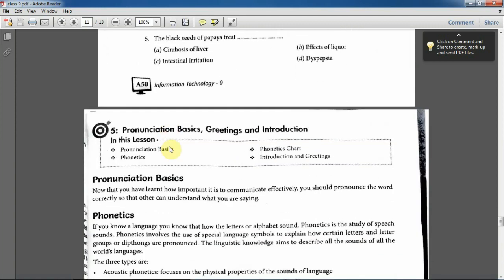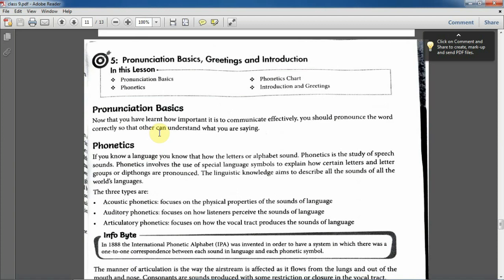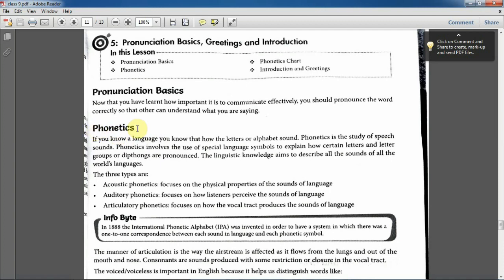Okay, then pronunciation basics, greetings and introductions. Now that you have learned how important it is to communicate effectively, you should pronounce words correctly so that others can understand what you are saying. For that you have to know phonetics. All of you have already done Principal Sir's phonetics class, so you know phonetics better.